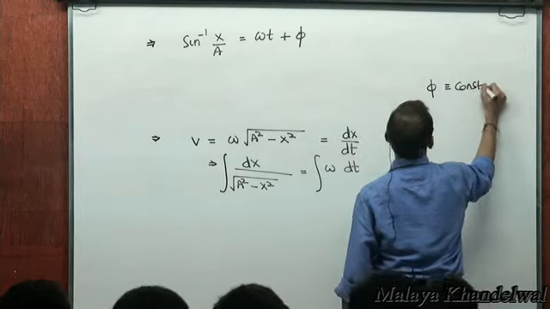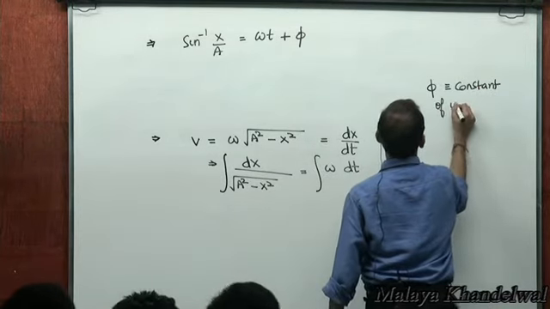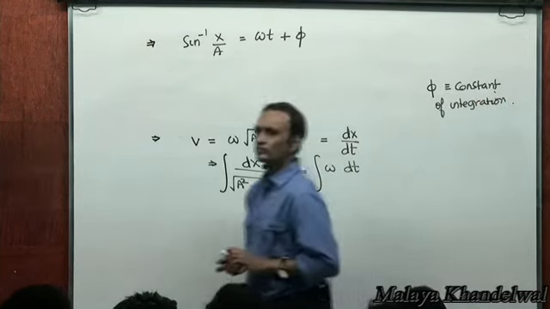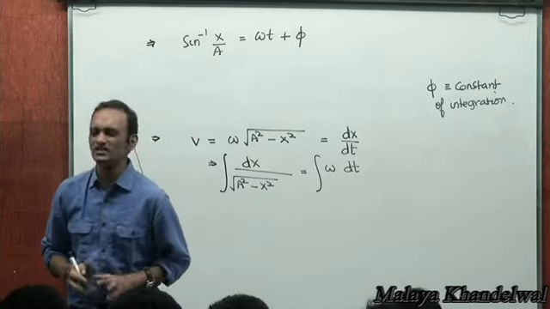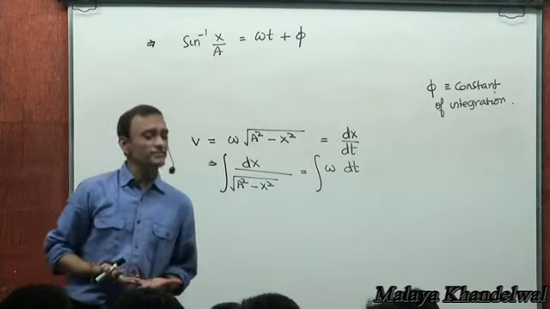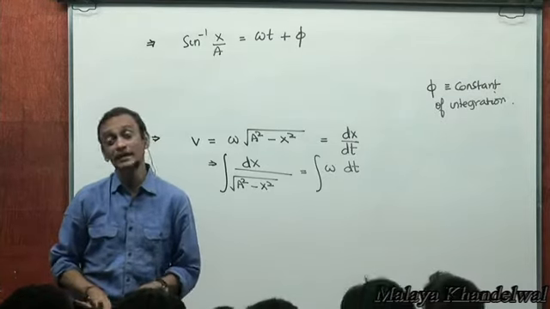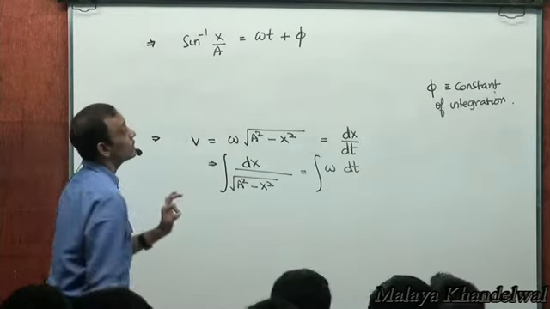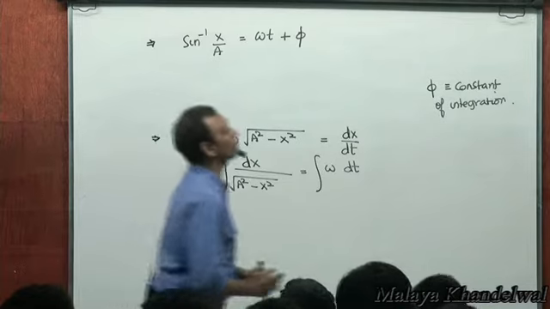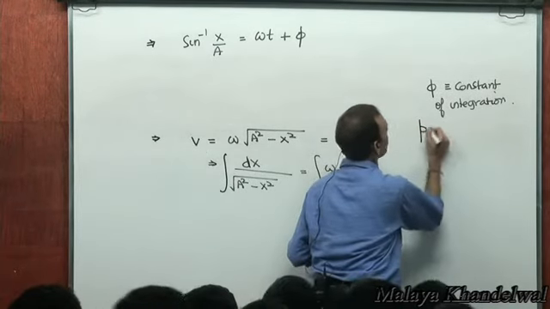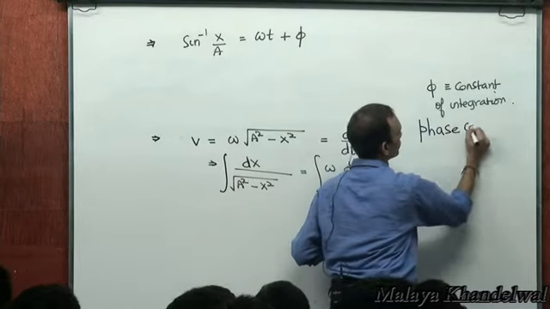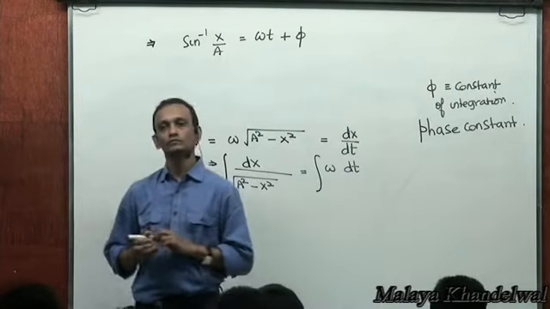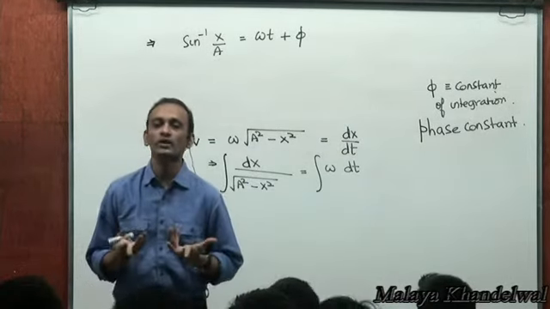For the time being, we'll call this just a mathematical constant. If there is any physicality associated with it, we'll examine that down the line. But for the time being, just a mathematical constant phi, a constant of integration. This constant of integration customarily is referred to as a phase constant. Yet you will have some constant.